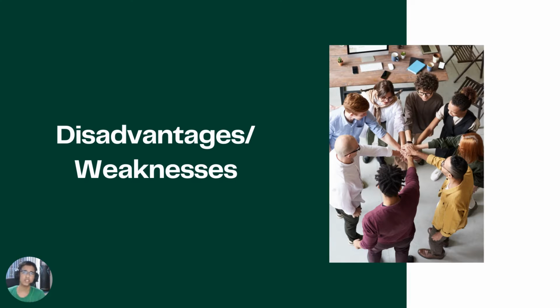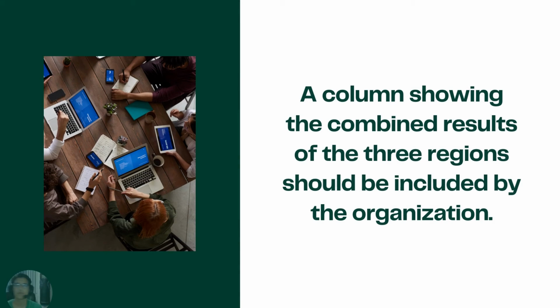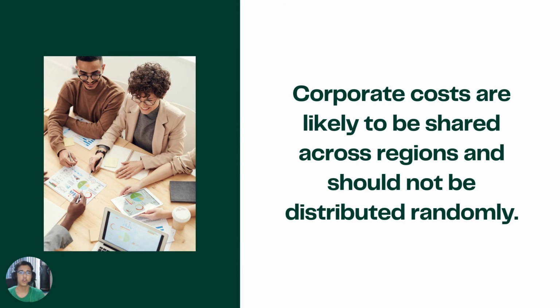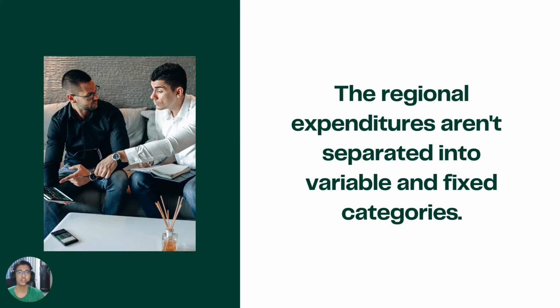The first requirement is to determine the disadvantages or weaknesses of the Millard Corporation. First weakness: the company forgot to create a column showing the combined results of the three regions. Second, corporate costs are likely to be shared across regions and should not be distributed randomly. Lastly, the regional expenditures aren't separated into variable and fixed categories.